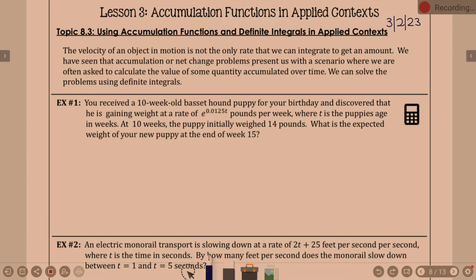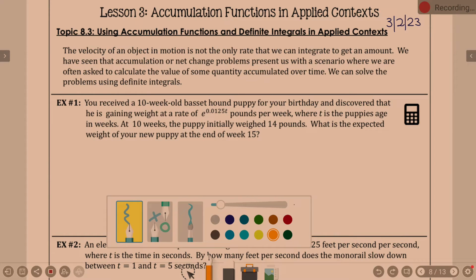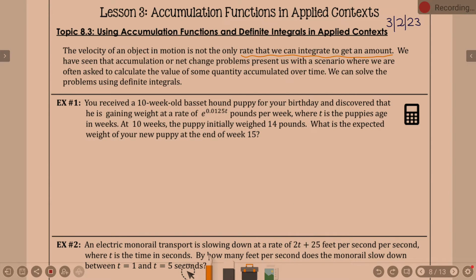Okay, so just kind of, to get a rate, we integrate an amount. We have seen the accumulation or net change problems present us with a scenario where we are often asked to calculate the value of some quantity accumulated over time. That is one of our purposes of integrals, is accumulation over time. We can solve these problems using definite integrals.